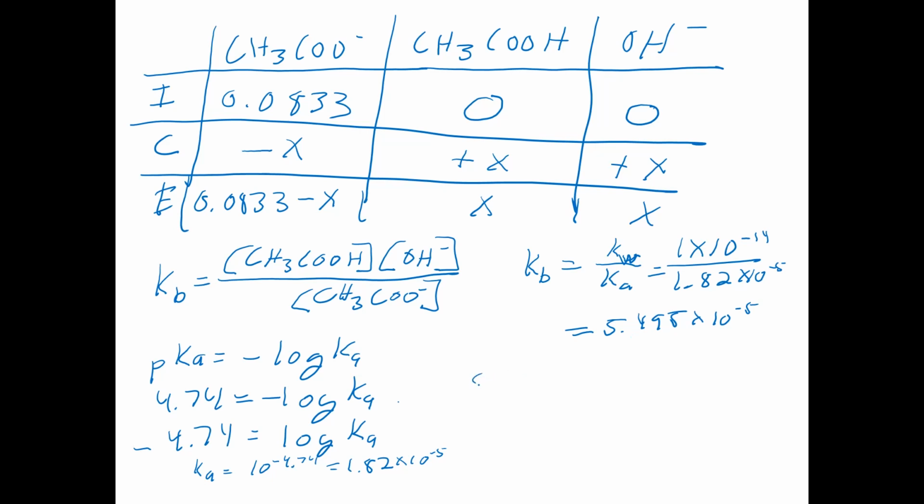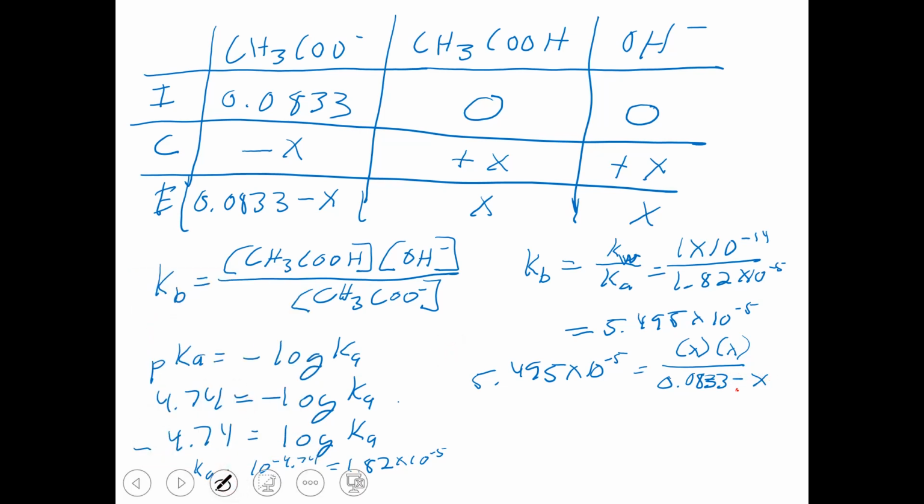So we have 5.495 times 10 to the negative fifth. Our concentration of acetic acid and hydroxide is X, and our concentration of acetate is 0.0833 minus X. Now to make our life simpler, we're going to assume that the X down here is so small we can consider it to be 0. Now this only works if X comes out to be less than 5% of our initial concentration, but we can make the assumption and see if that holds true at the end.